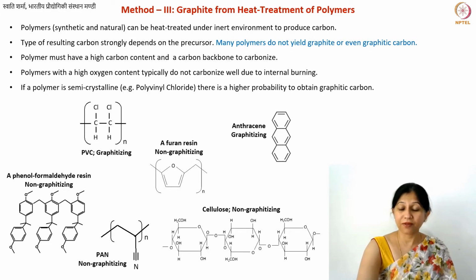Cellulose gives you non-graphitizing carbon. Cellulose means, well, if you take a piece of wood, that contains a lot of cellulose. So you can actually try to put it in a furnace under inert atmosphere, and what you will get will not be graphite.